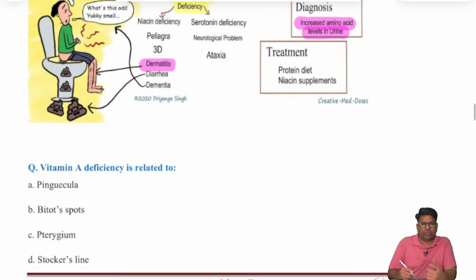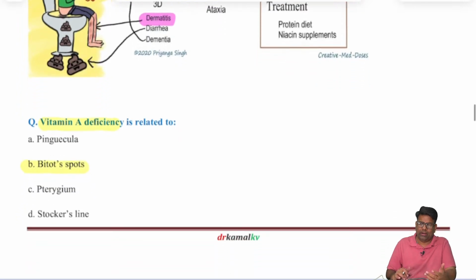The next question was a very basic question about vitamin A deficiency, which I think everyone can answer, that it is related to white dot spot.